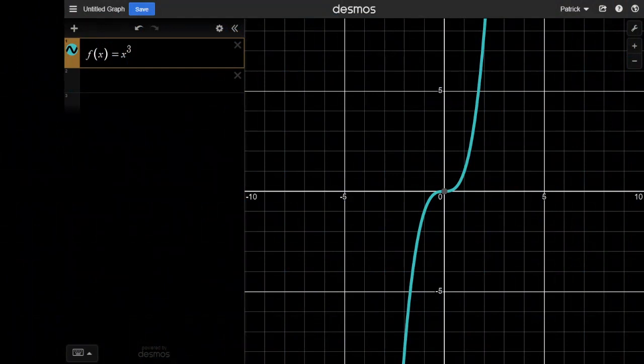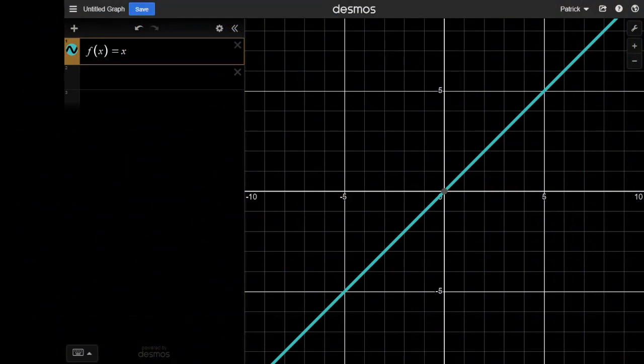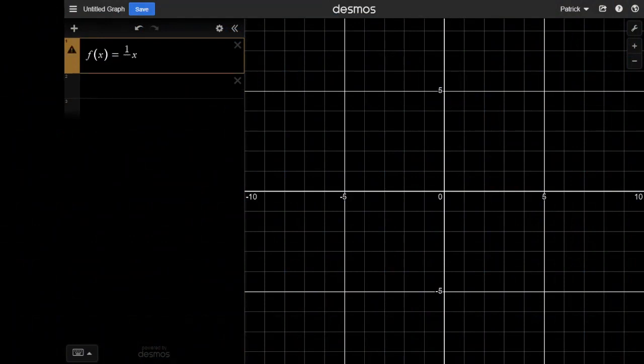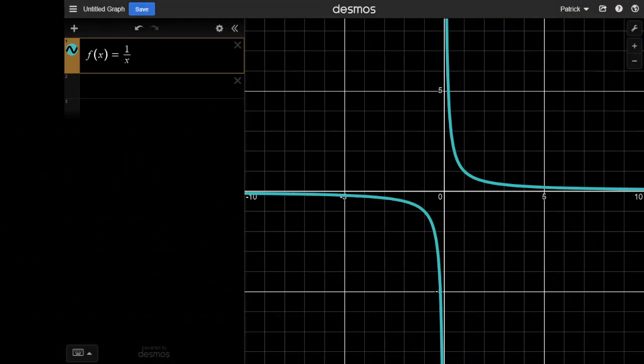Great, but I can come back over to Desmos. This one takes a little bit more typing. Get rid of that exponent. Let's put a 1 divided by instead. That didn't quite work. There we go. F of x is 1 over x.